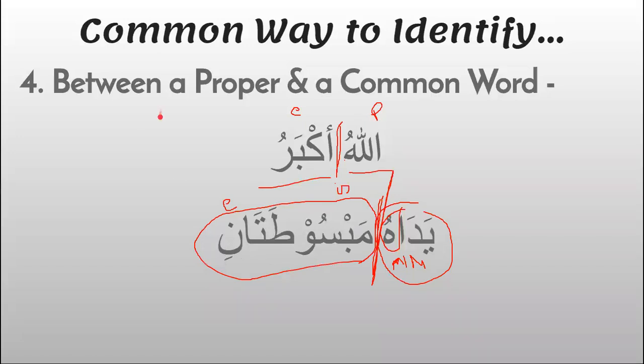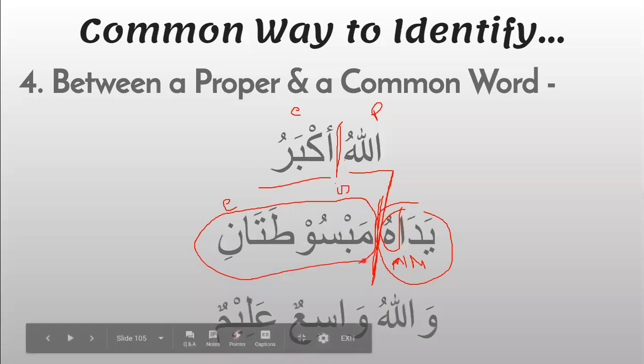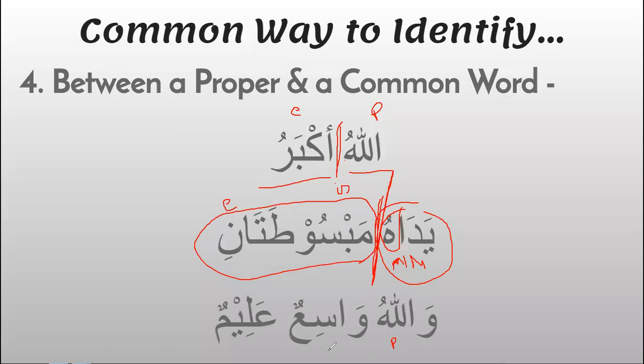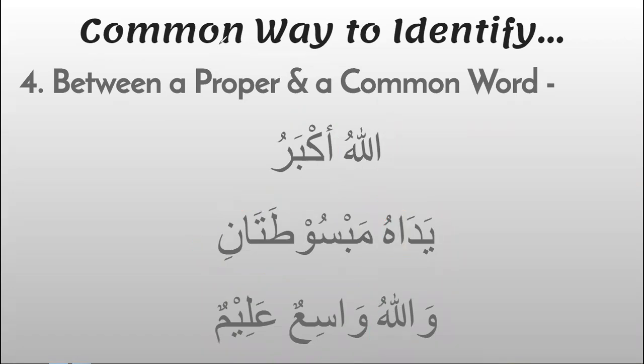Okay. So the next is Wallahu wasi'un alim. The same thing applies over here. Wallahu is proper, right? And wasi'un is common, and alim is also common. So there is the invisible "is". Wallahu wasi'un alim means Allah is all-encompassing and all-knowing. So this is how we have to find the invisible "is" in a sentence.